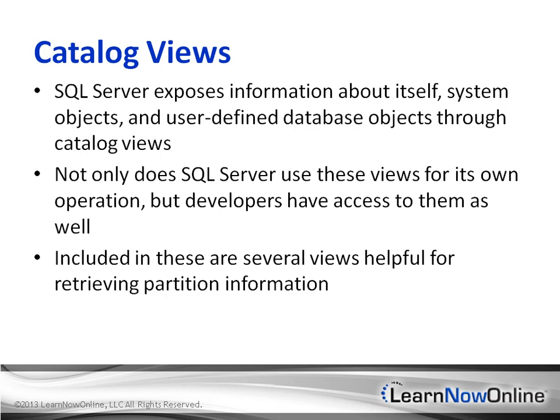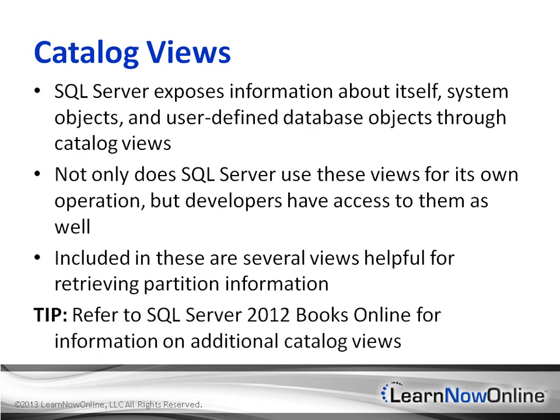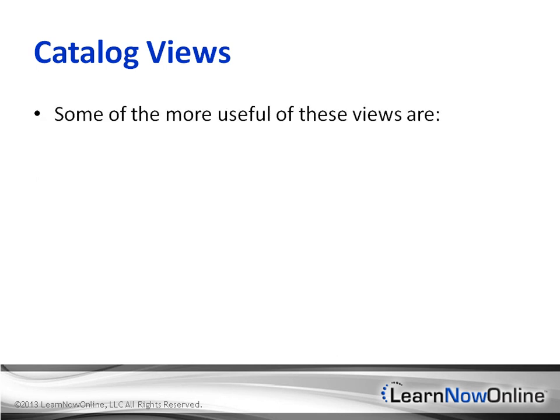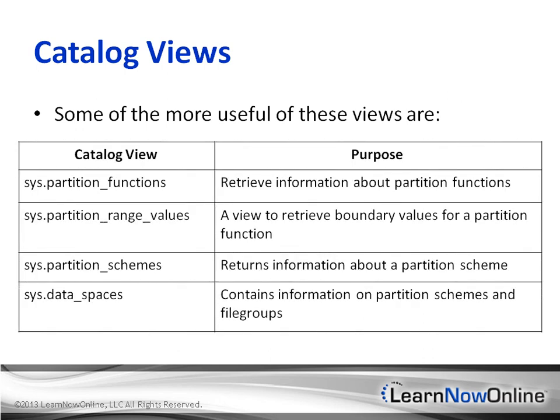There are several catalog views available to us for retrieving partition information, and refer to SQL Server 2012 Books Online for information on additional catalog views. Some of the more useful views are as follows. We have a partition functions view, a partition range values view, partition schemes, and data spaces. Let's take a look at some of the details for each of these.